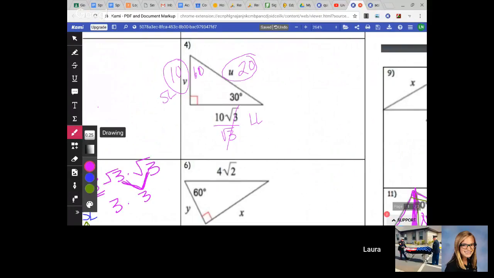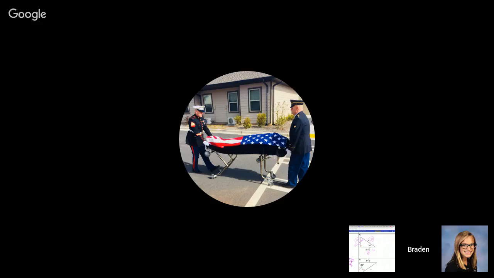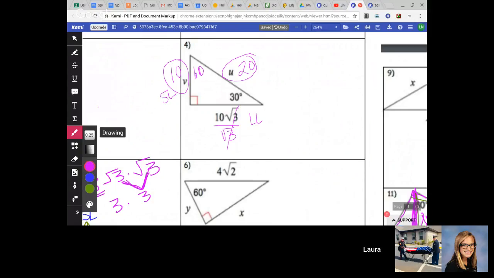What were you saying, Braden? I was just saying that the 10 is going to be the short leg. Yes. Okay.